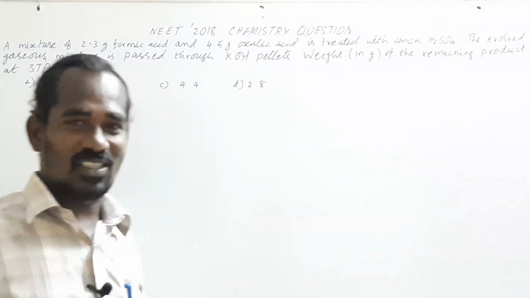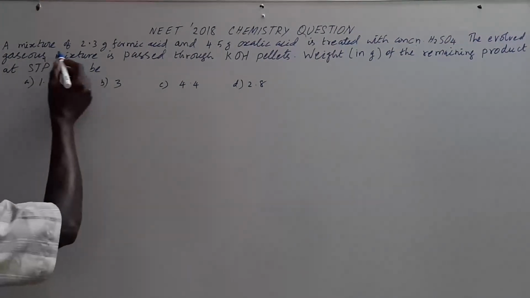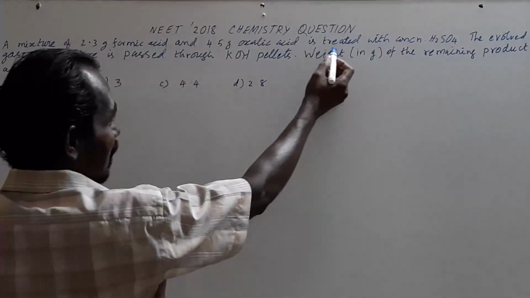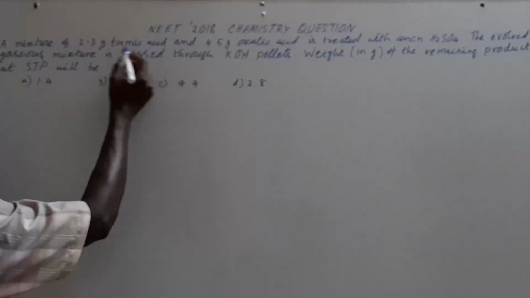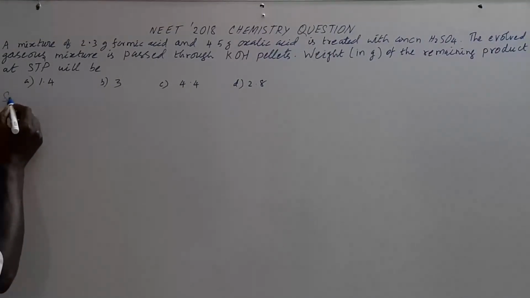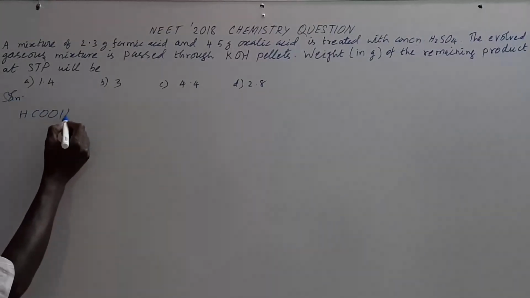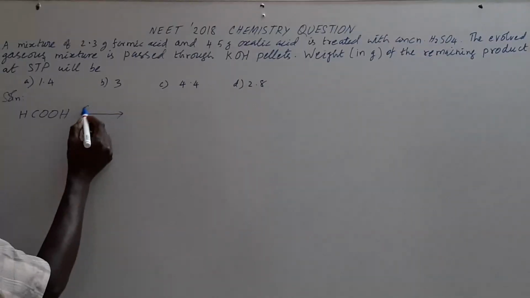NEET 2018 chemistry question. A mixture of 2.3 gram of formic acid and 4.5 gram of oxalic acid is treated with concentrated sulfuric acid. Now we will take this formic acid. Formic acid formula is HCOOH. It is treated with concentrated sulfuric acid.